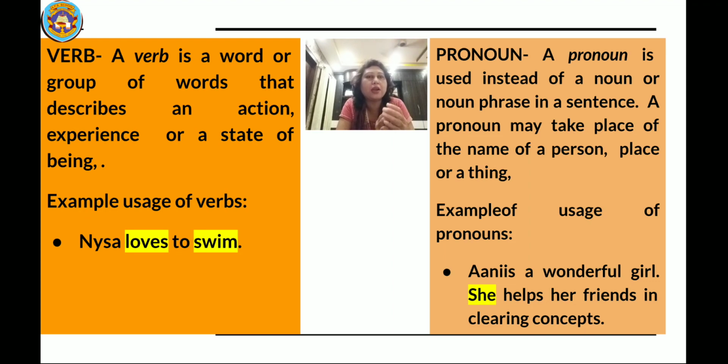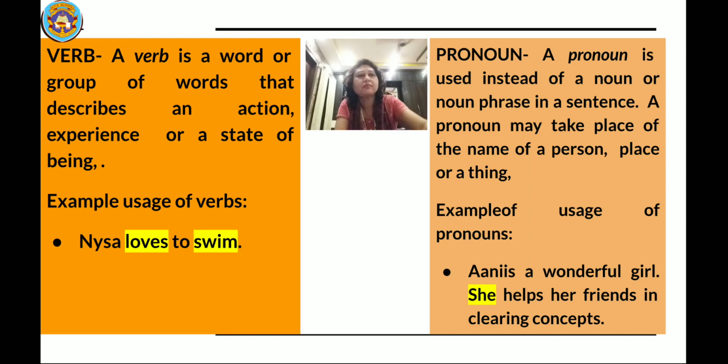Then next one we have pronoun. Now what is a pronoun? A pronoun is used instead of a noun or a noun phrase in a sentence. A pronoun may take the place of the name of a person, place or a thing. Now example, you can see Ani. Ani is a wonderful girl. So she helps her friends in clearing concepts. So here the word she is replacing who? Ani. So the word she is what? Is a pronoun. It is replacing the noun Ani.